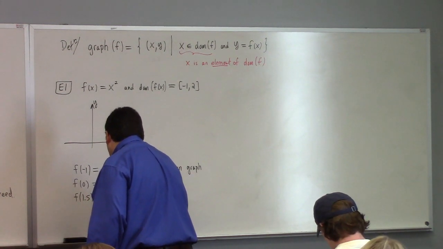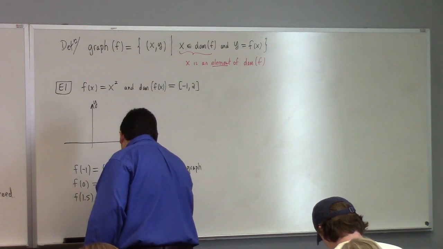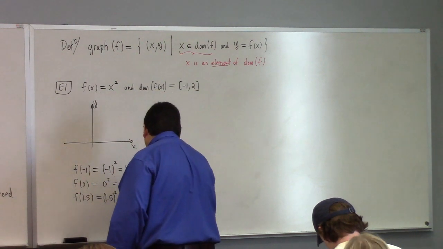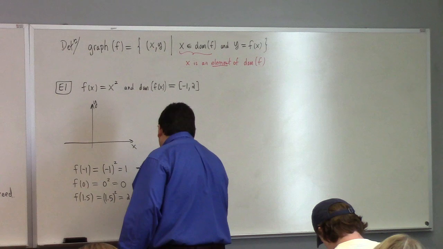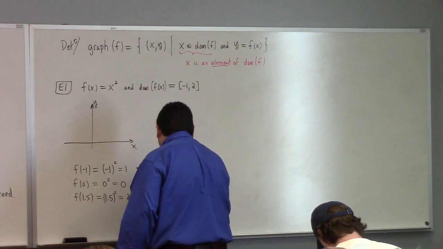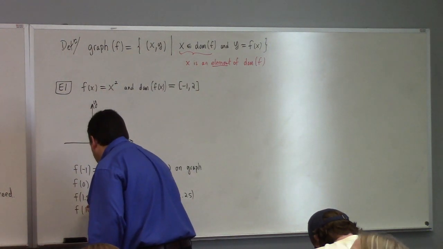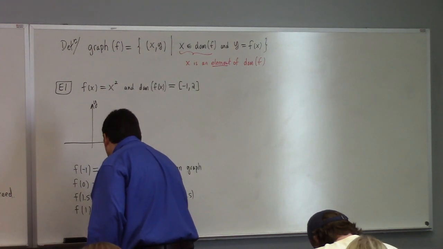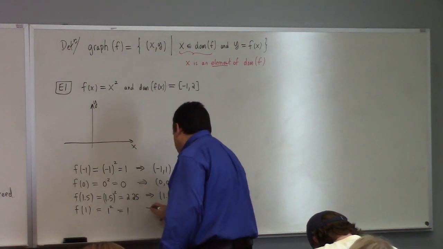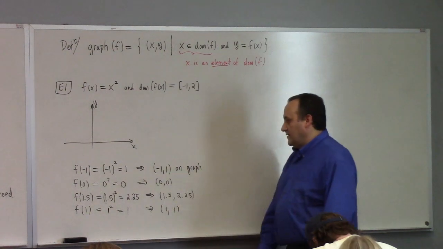Now everybody knows that 1.5 squared is 2.25, right? So that means that the point 1.5 comma 2.25. Michael, why'd you do this to me? All right, 2.25 is on the graph. How about f of 1, though? We can also do that one, right? That's 1 squared, which is 1. So the point 1 comma 1 is on the graph.